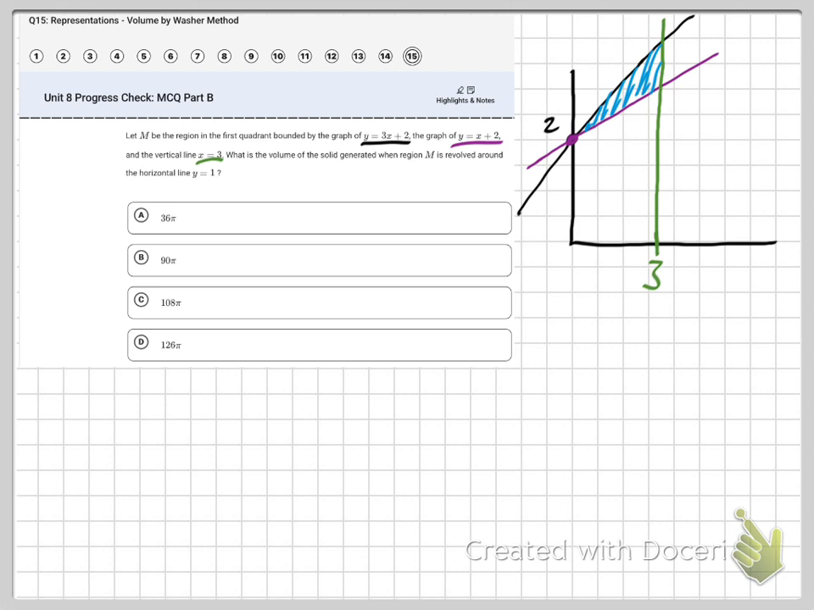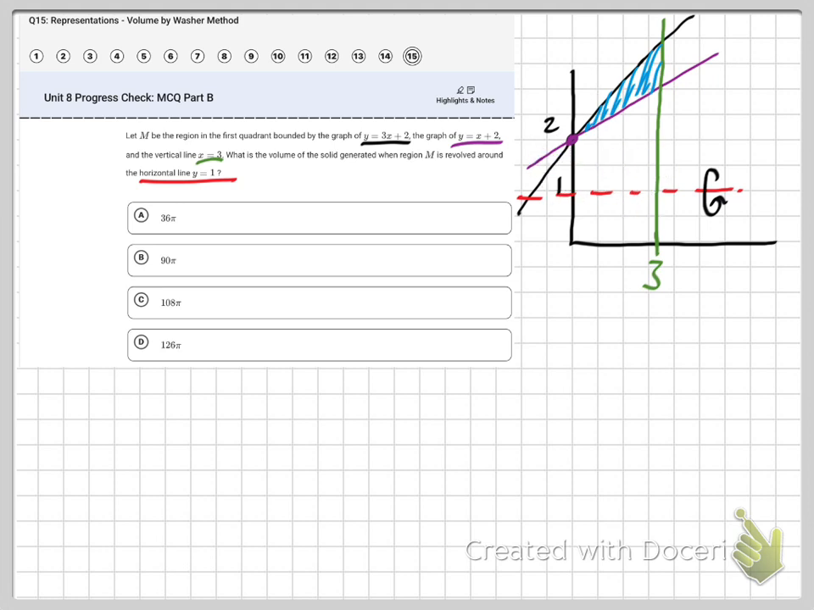All right. Okay, we do have a volume of revolution. It is generated when we revolve around the axis y equals 1. All right, so we got our visual. Let's get to it. Okay, now this is a washer method. You can tell because the area right here is not touching perfectly on the axis of revolution.